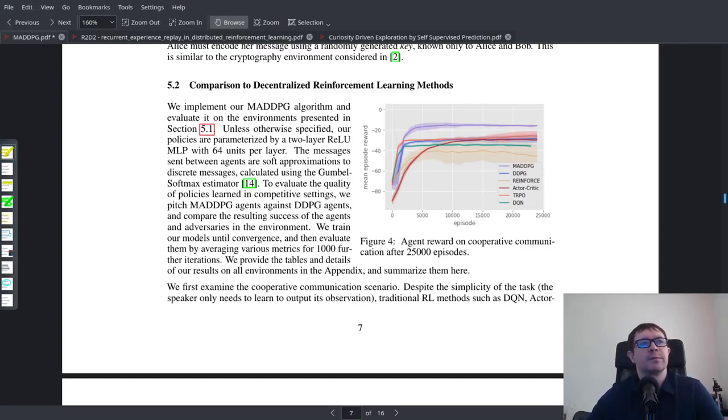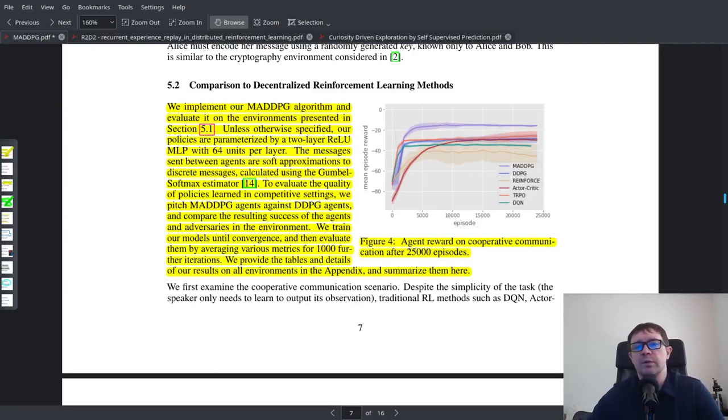They do give us the first hint of our implementation details here. The idea is that we're going to have a pretty simple deep neural network: two hidden layers, a two-layer deep neural network with 64 units per layer and ReLU activations. Of course, the outputs are unactivated for the critic.